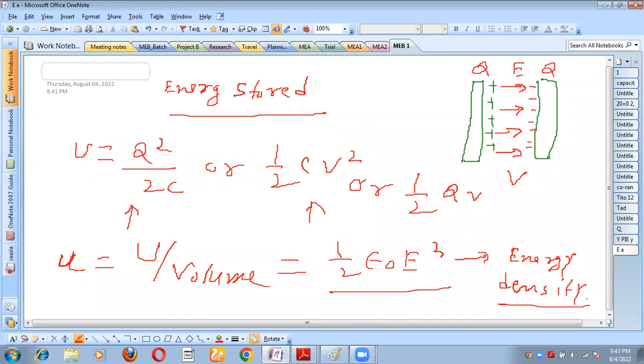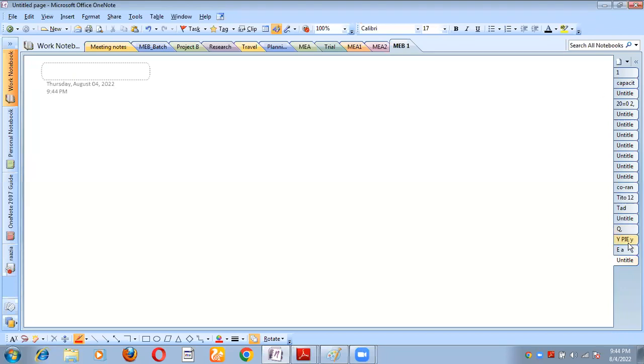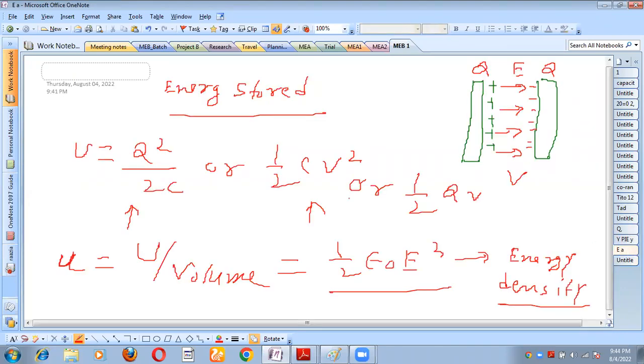So energy stored in a capacitor is Q square by 2C or half CV square or half QV, and energy density is half epsilon naught E square. I think you already know the formula. So this is the basic idea of energy stored. Then we will do some questions. Apart from that, the important thing is the effect of dielectric. So both of you know this one, energy stored in a capacitor.